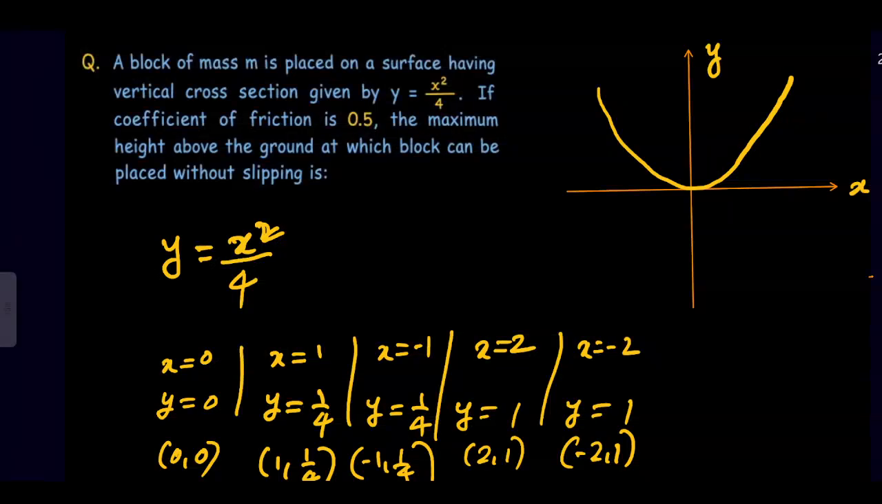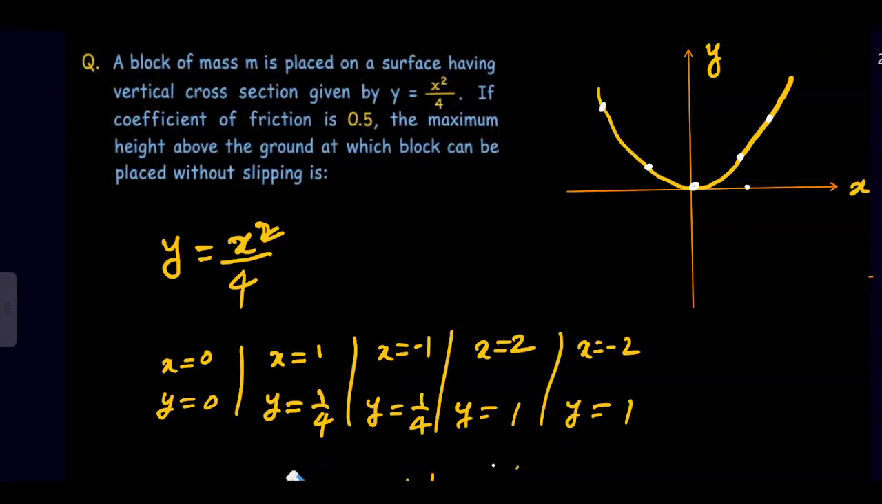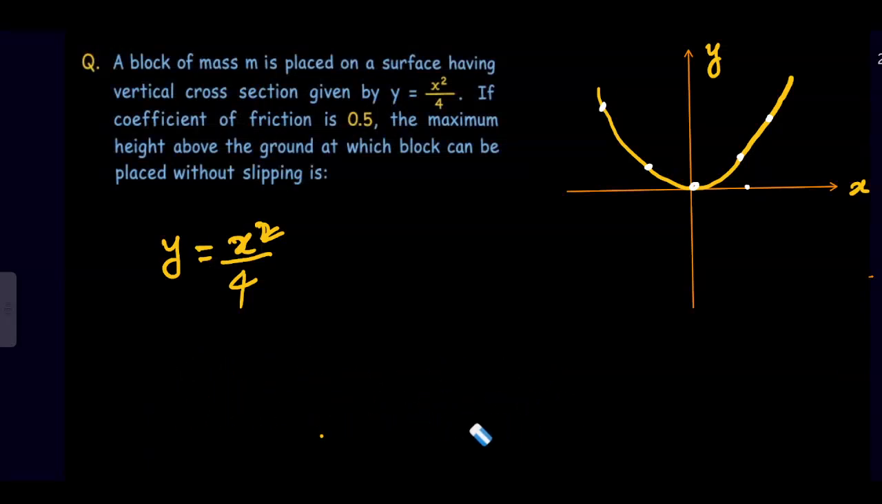Locate the points now here. 0 comma 0 means here. Next we have 1 comma 1 by 4: x value 1, y value 1 by 4 here. Then minus 1 comma 1 by 4 means where? Here, exactly opposite. 2 comma 1 means somewhere maybe here. Yes, minus 2 comma 1 here like this. By joining all these points, we'll get a shape like this. Right. So we got this graph now. Now look here. Y is equal to x square by 4.